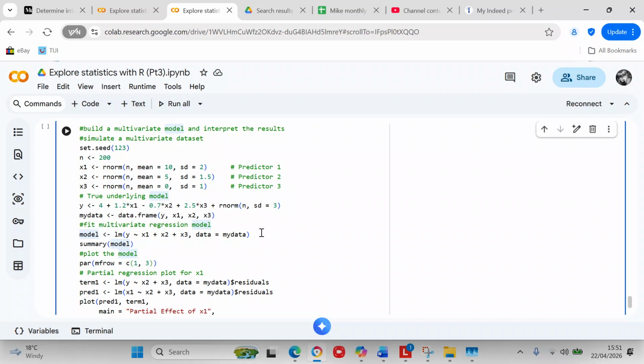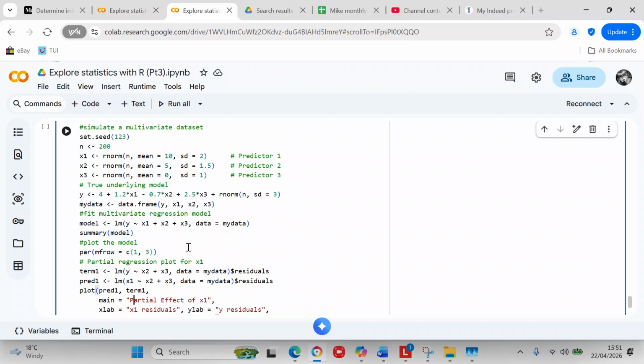So we're going to fit the multivariate regression model. So model becomes lm, that's linear model, y tilde x1 plus x2 plus x3, comma, data equals my data, and then we're going to summarize the model.